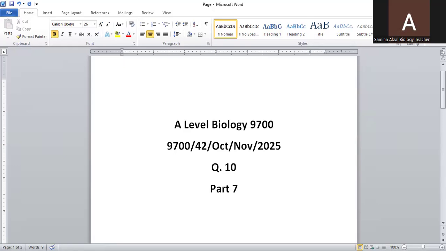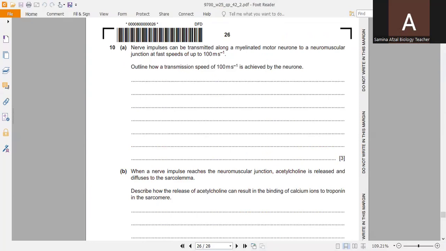The question is: nerve impulses can be transmitted along a myelinated motor neuron to a neuromuscular junction at fast speed of up to 100 meters per second. Outline how a transmission speed of 100 meters per second is achieved by the neuron. So we have to give the outlines for this. That is how it happens.